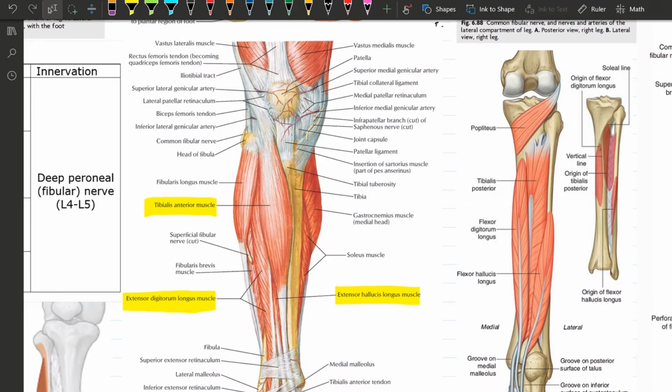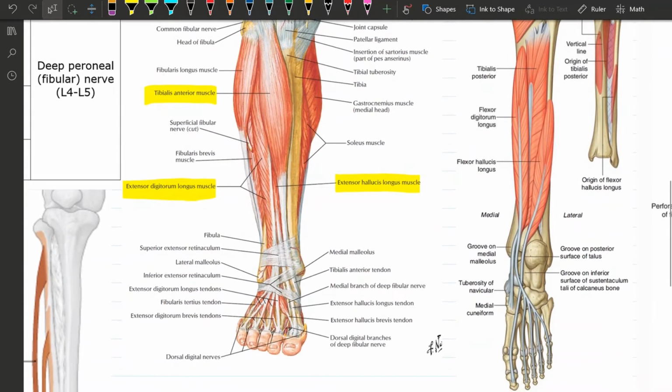Tibialis anterior originates at the lateral surface of the tibia. If we track this tendon right here, it has an insertion at the medial cuneiform and at the base of the first metatarsal. And what this muscle is going to do is dorsiflexion of the foot, and the muscle itself is also going to be innervated by the deep fibular nerve.